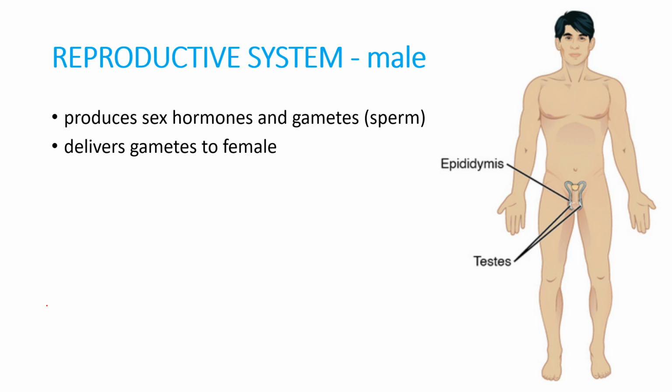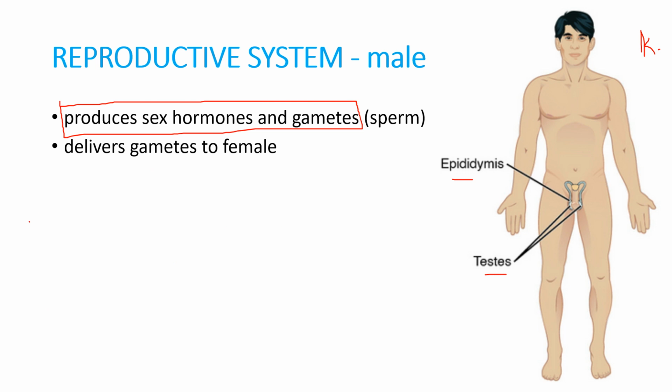The next one we're going to take a look at and split it into two separate organ systems. So we have first the male reproductive system, which is going to be represented by letter K on your handout. And it includes organs such as the epididymis, the testes, could also include the seminal vesicles, the prostate gland, the vas deferens. Its job is to produce sex hormones and gametes.